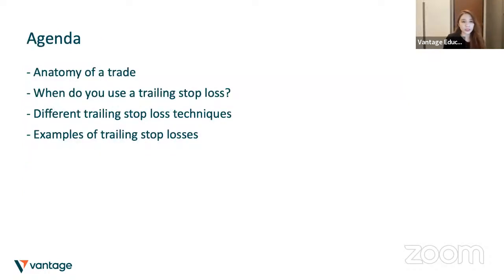Today's agenda, we are looking at 4 different items. We're looking at the anatomy of a trade, then figuring out when we should be using stop loss, and whether to incorporate that into your trading technique, trading strategy, trading analysis. Thirdly, we have different trailing stop loss techniques. There are definitely more than one, so some might fit your analysis better than others.